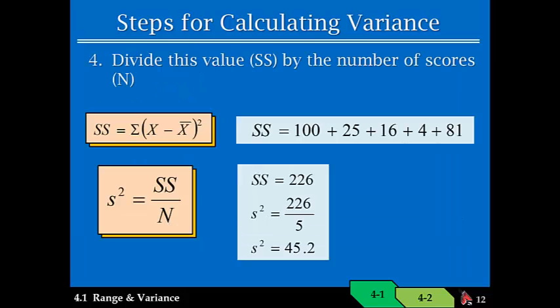The next step in our formula is to divide our sum of squares value by the number of scores, n. So once sum of squares has been summed, we have 226. And since there are 5 data points in our data set, 5 x's, we'll divide that. And in this case, our variance is equal to 45.2.